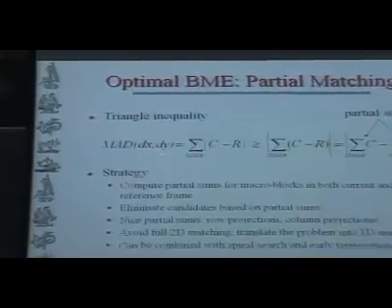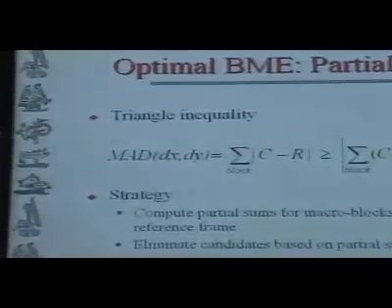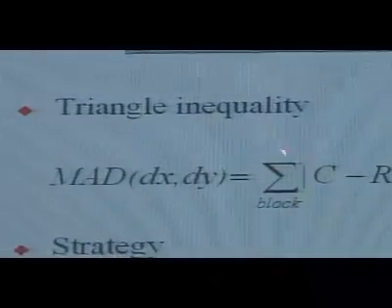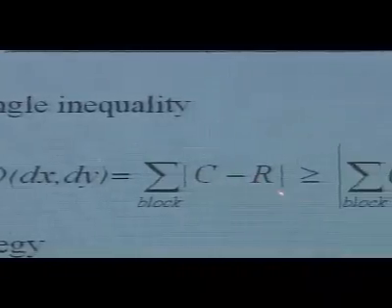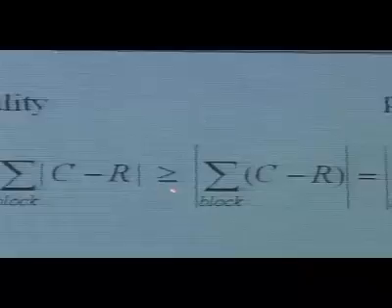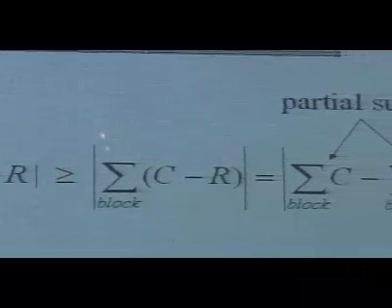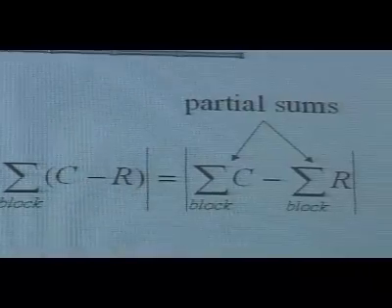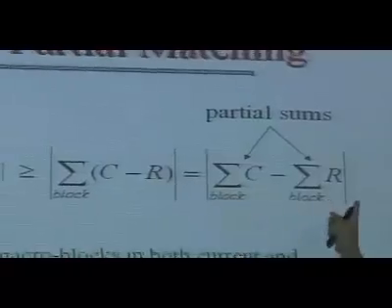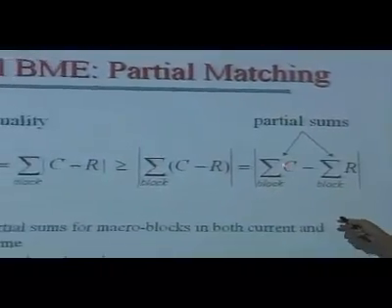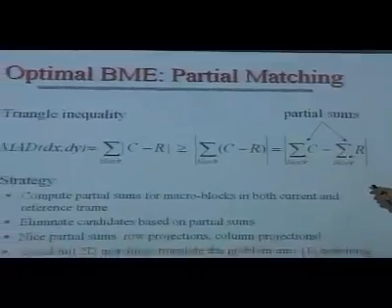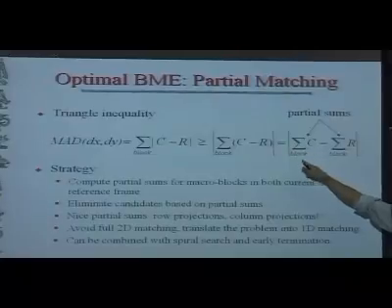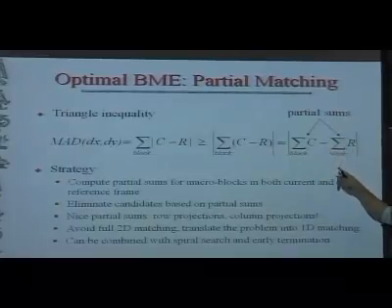The MAD or the SAD is basically, instead of doing the double summation, I do the single one, but it's over all the blocks. This is the absolute value of C minus R. And this is larger than or equal to, if I put the absolute value outside, the double summation of C minus the double summation of R. So that's like the average of the current block, and this is the average of the reference block, right?